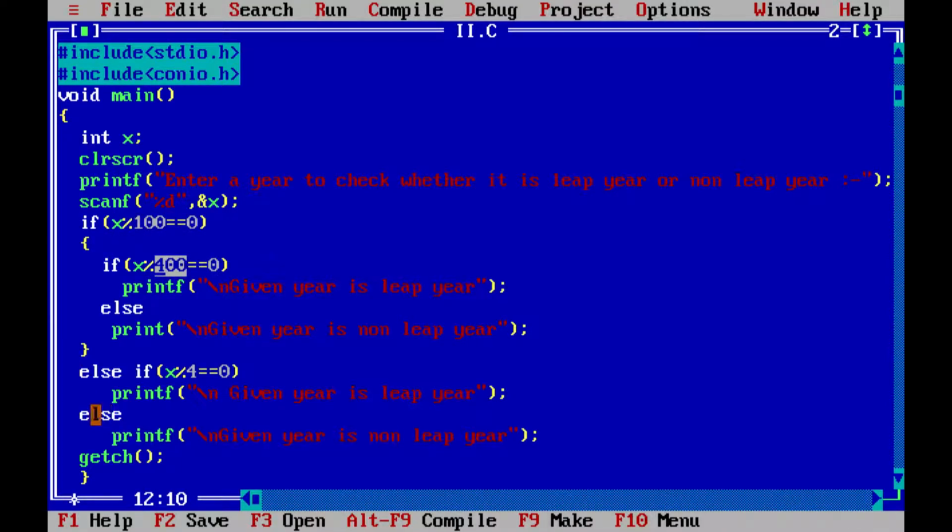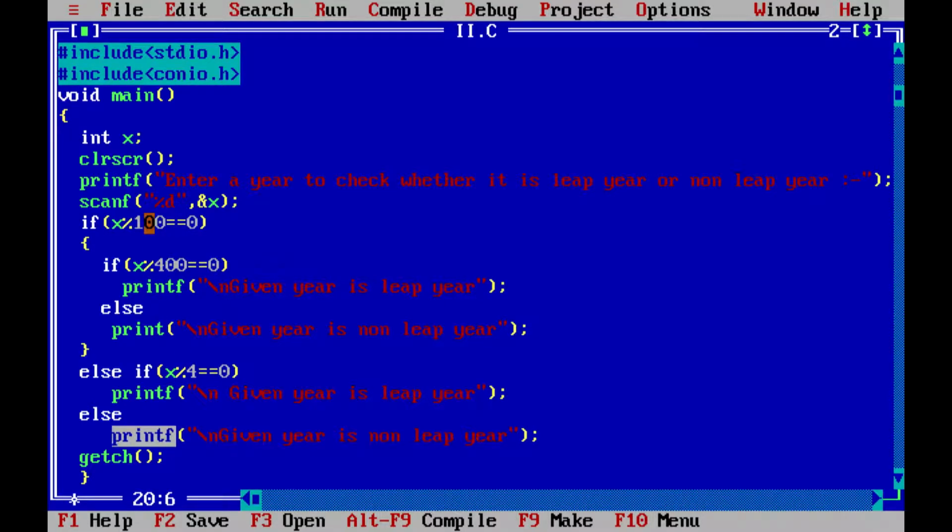And if it is not a century year, then it goes to the else if and checks that x is divisible by 4. If it is divisible by 4, then it prints given year is a leap year. The third case is that it is not a century year and not divisible by 4, so it prints given year is a non leap year.